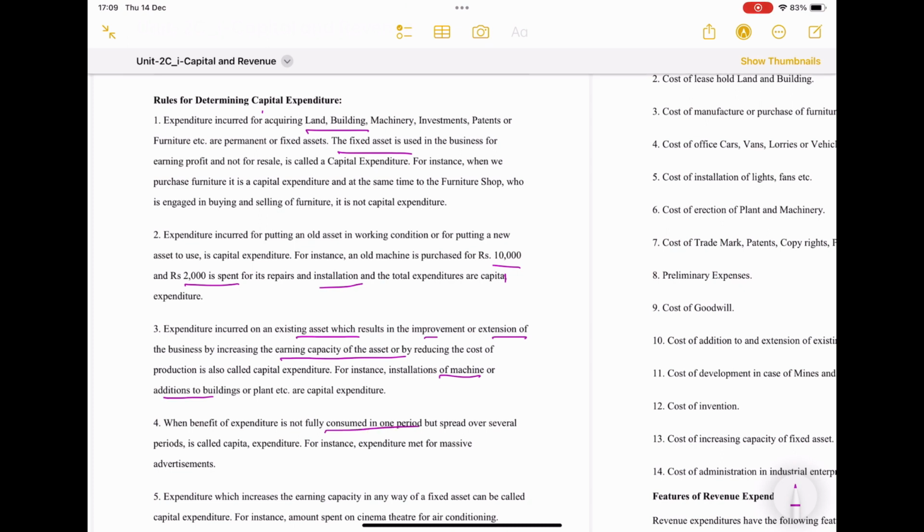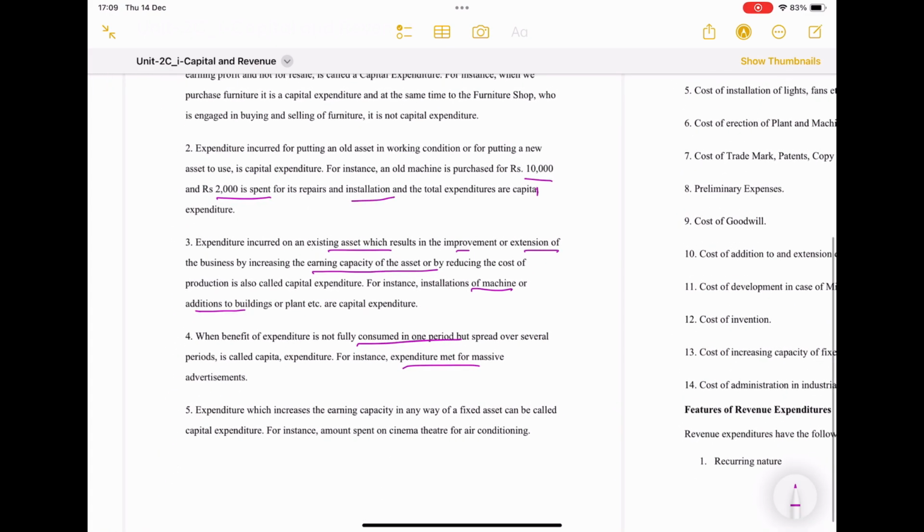Next, when the benefit of expenses is not fully consumed in one period but spread over several periods. For example, expenditure made for massive advertisement. Massive advertisement means we give large scale advertisement for the business activities.